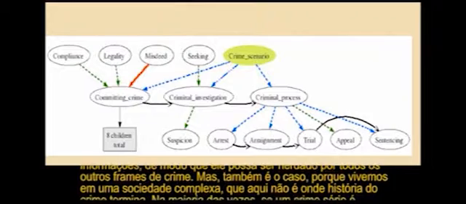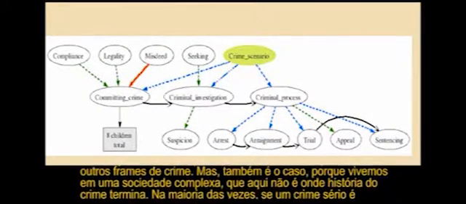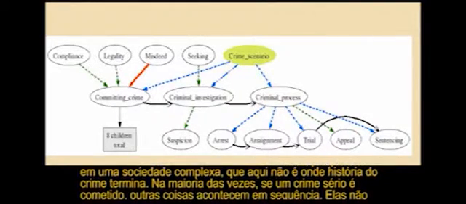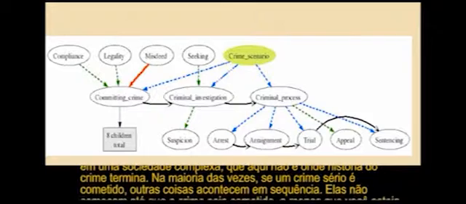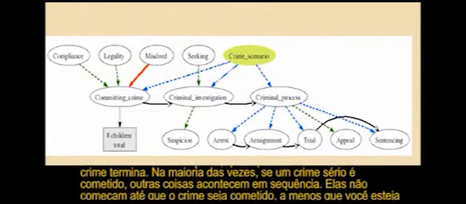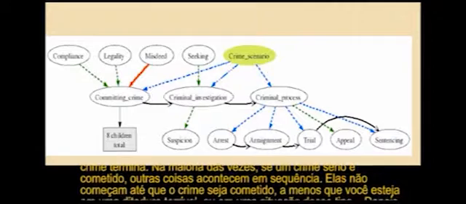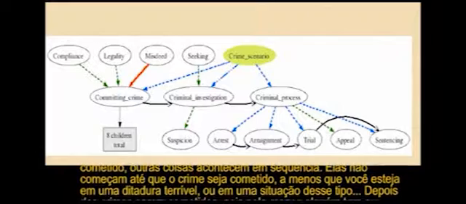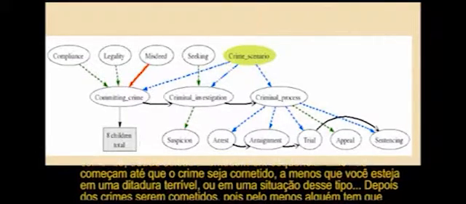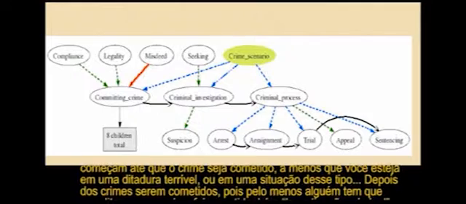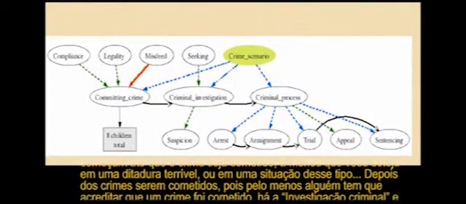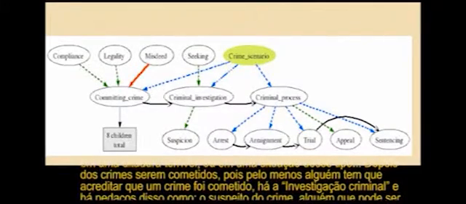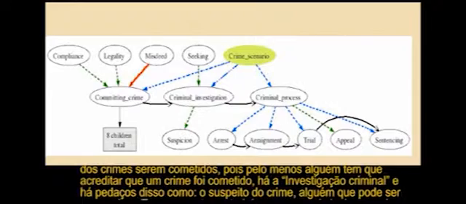But it's also the case, because we live in a complex society, that that's not where the story of crime ends. Most of the time, if a serious crime is committed, then there's other stuff that happens in sequence, right? It cannot start until the crime is committed, unless you're in a very bad dictatorship kind of situation. Then after the crime is committed, or at least someone thinks there's a crime committed, you have a criminal investigation, and there are pieces of that, like suspicion of a crime. Somebody can be a suspect.